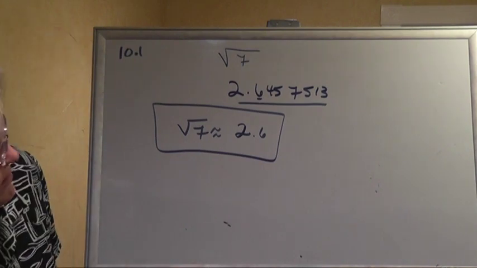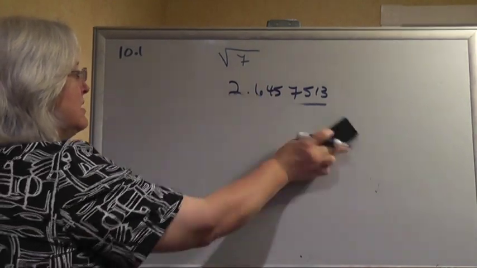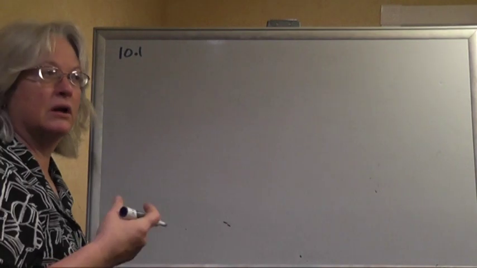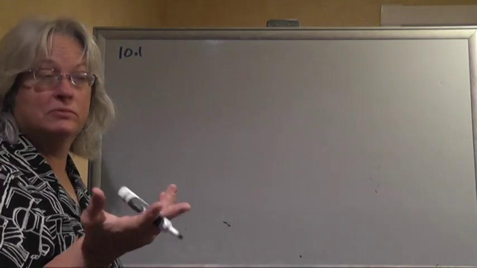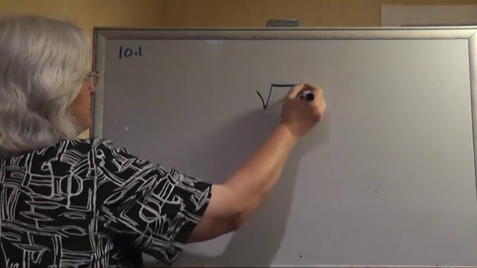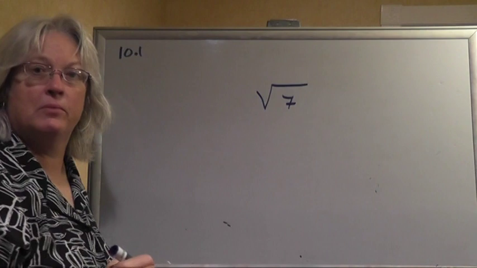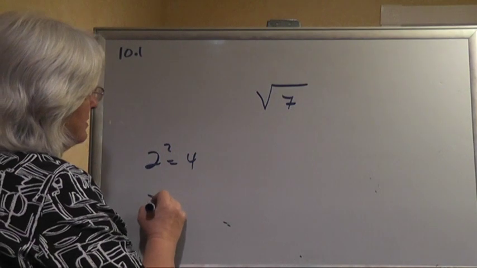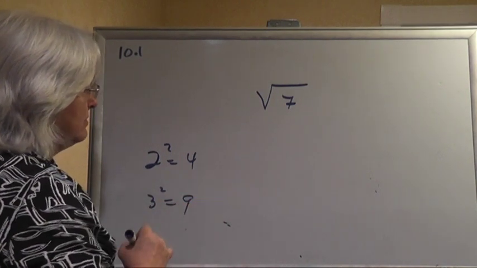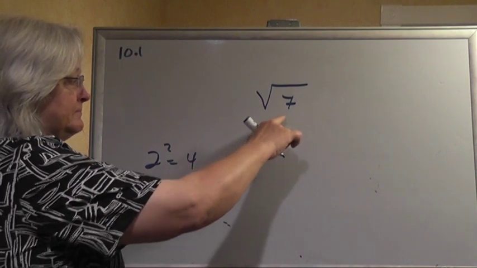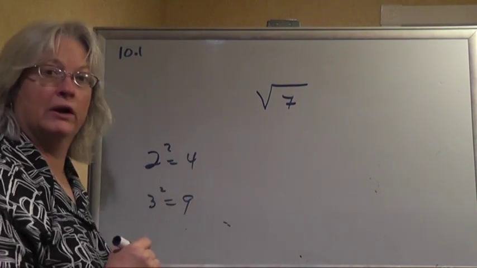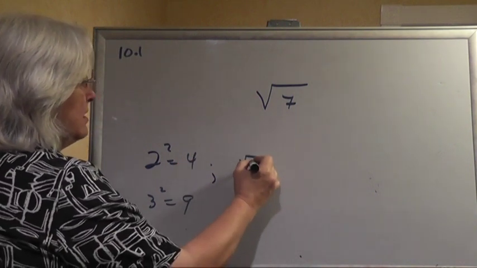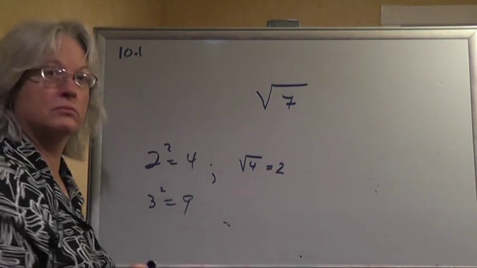But they're also going to ask you, okay, well, approximately how big is the square root of 7? You don't have a calculator, and for some strange reason, you want to know. About how big is the square root of 7? Well, remember when we learned our perfect squares? 2 squared is equal to 4. 3 squared is equal to 9. So if 2 squared is equal to 4, then it would also be true that the square root of 4 is equal to 2.